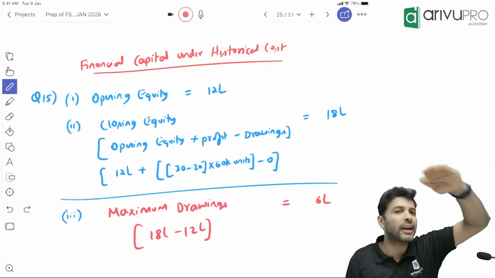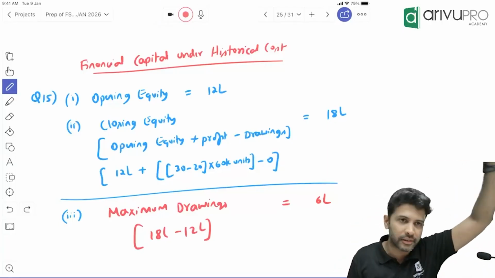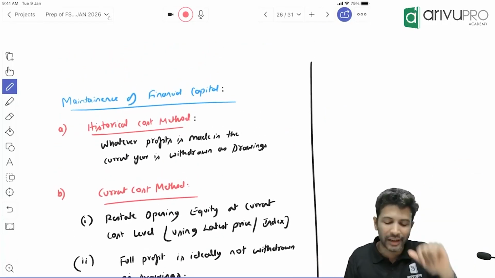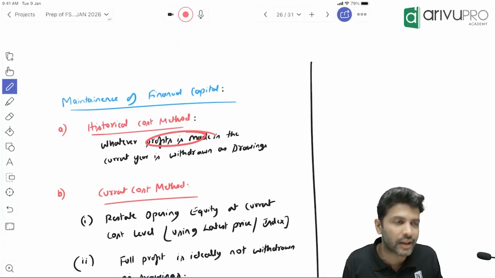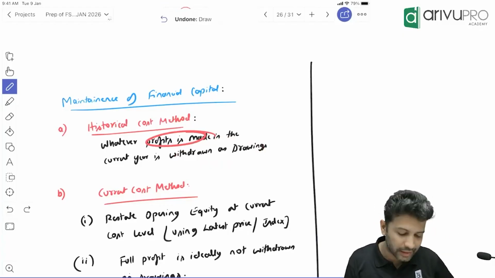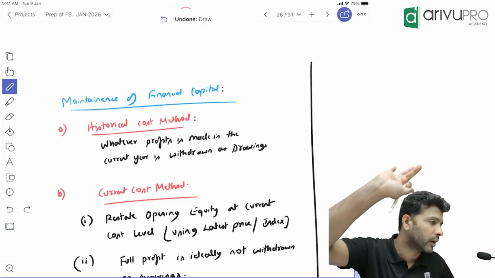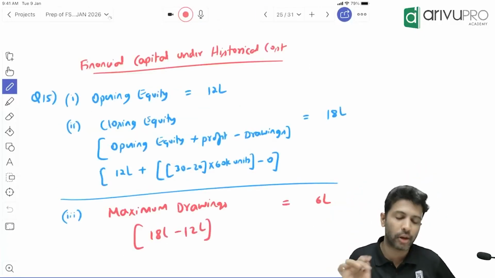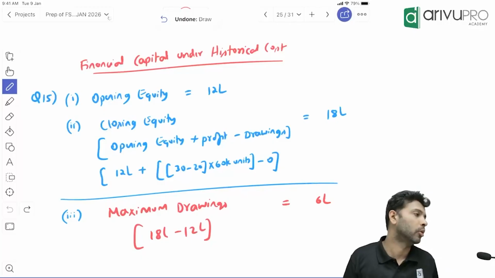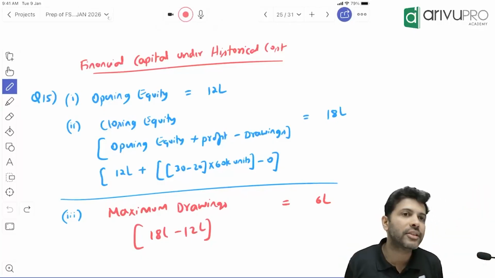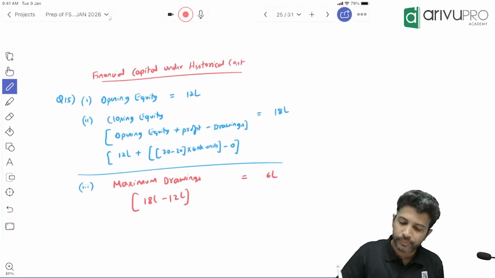Maintain your capital at opening capital level every year. If you want to maintain the capital at opening level, whatever profits you make in the current year, will you keep it or withdraw it? You will withdraw. You will not retain any profit. So your opening capital itself will become your closing capital, or opening equity itself will become closing equity. Any problem? That's all this question is about. Easy. Okay, write this down.